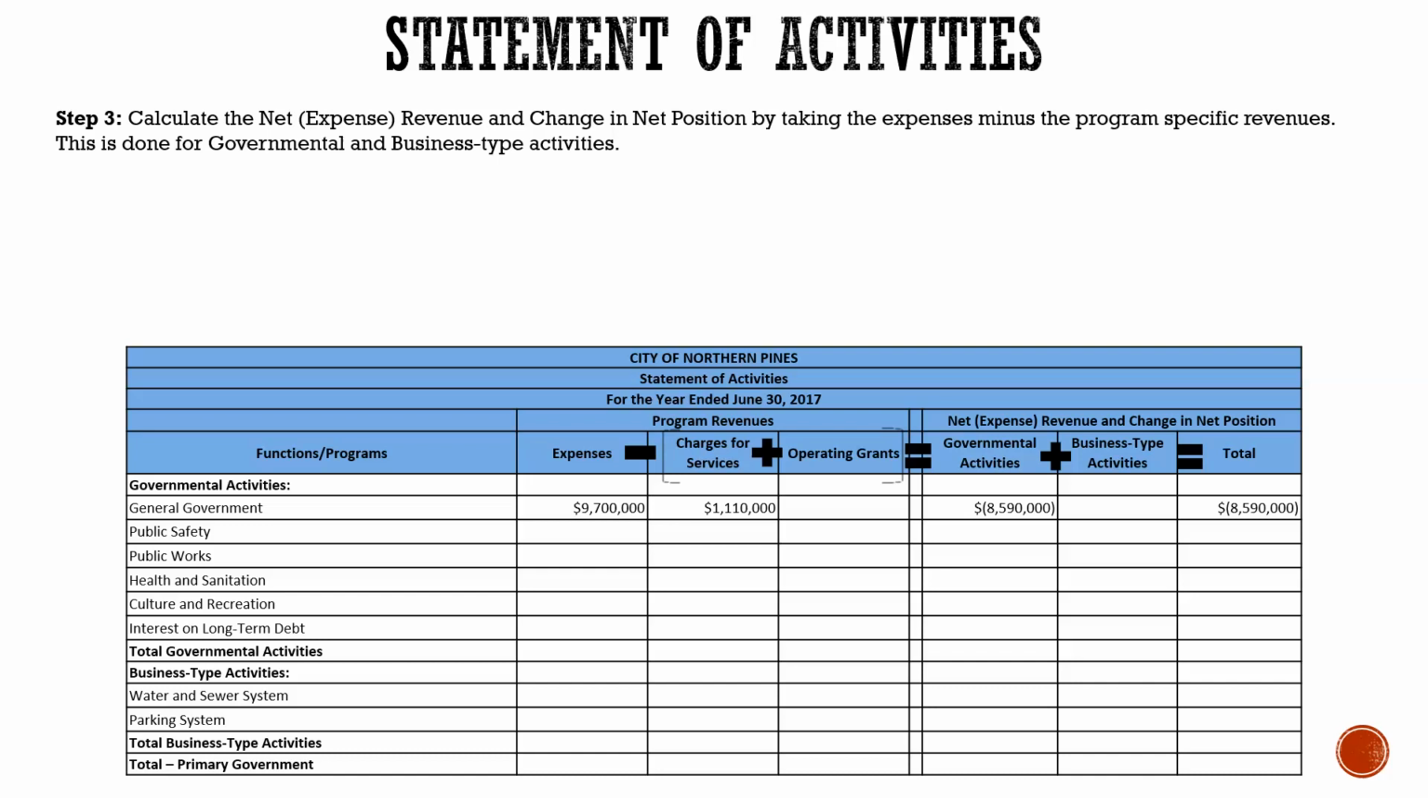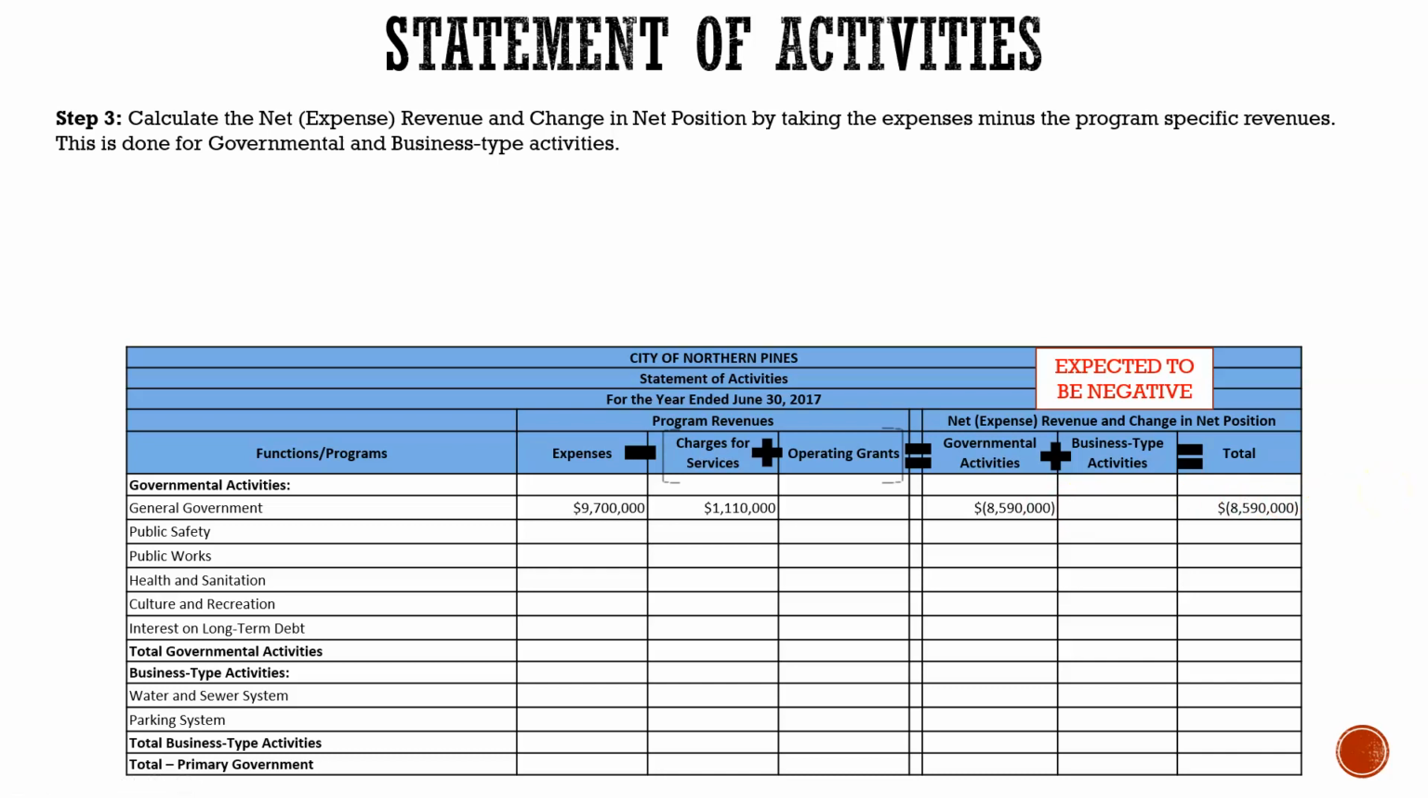Seems a little backwards, a little weird, but you'll see right here, we start with expenses. Then we move on to the sum of our charges for services and our operating grants. Notice there is no general revenue on here yet. We haven't talked about general revenue on the statement of activities yet. That's because this top portion is simply for governmental activities and for business-type activities. Part of the reason for that is because at the end here, we really do expect these governmental activities in particular to be negative numbers. And that makes sense.